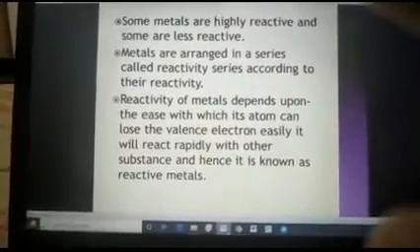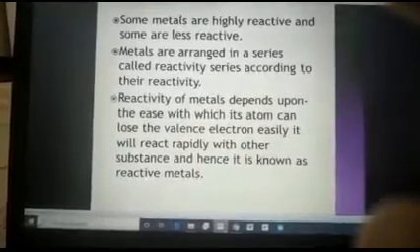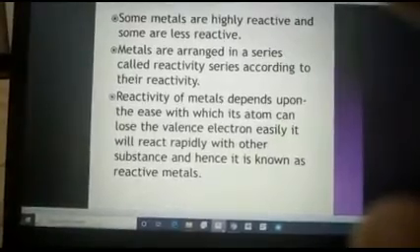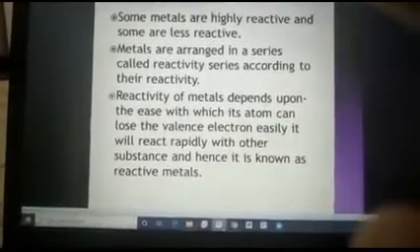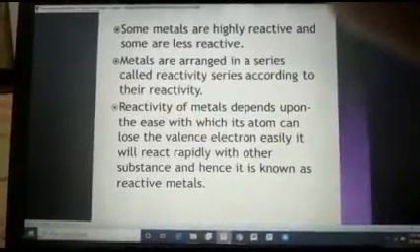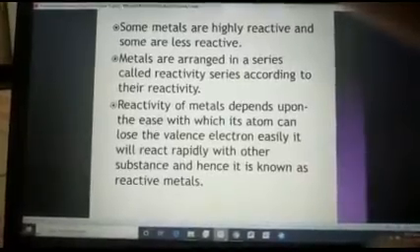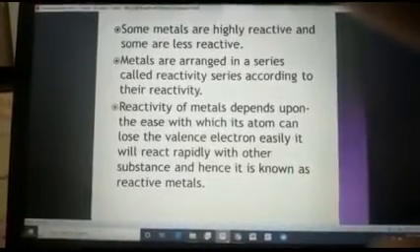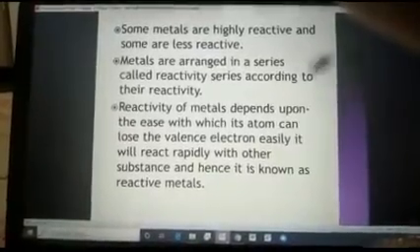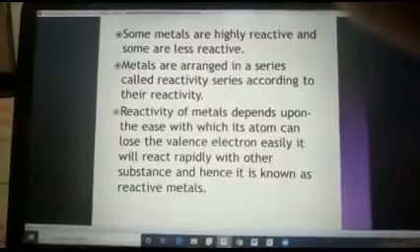Sodium and potassium are highly reactive because sodium has one electron in its outermost shell. The atomic number of sodium is 11 and the electronic configuration is 2, 8, 1. And potassium has the atomic number of 19, and its electronic configuration is first orbit 2 electrons, second 8, third 8 and the fourth only 1 electron. Okay, that's why they both have to lose only 1 electron and they are highly reactive.